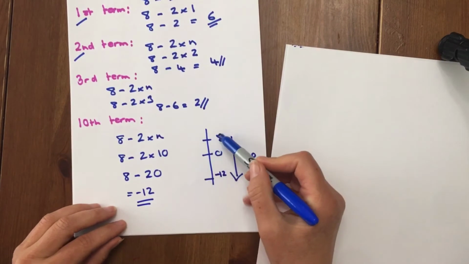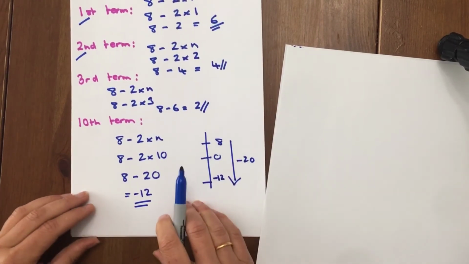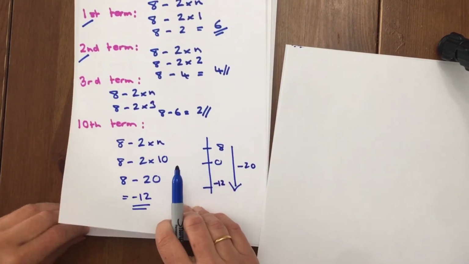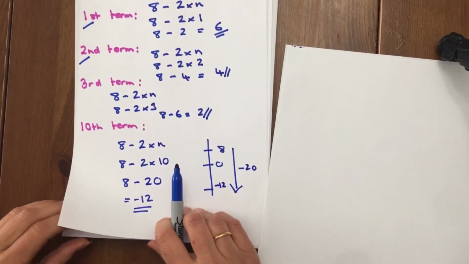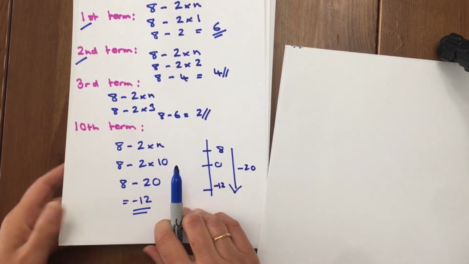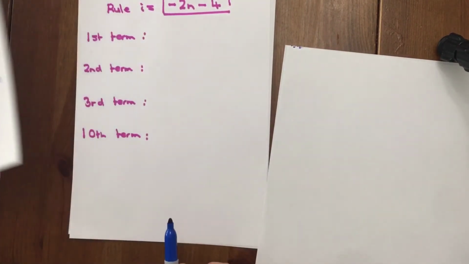I started at 8 and I went down 20 on the number line. So getting really tricky, today's lesson. You might need to play this video again more than once to really understand it.